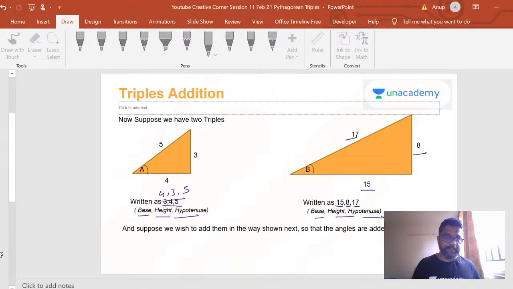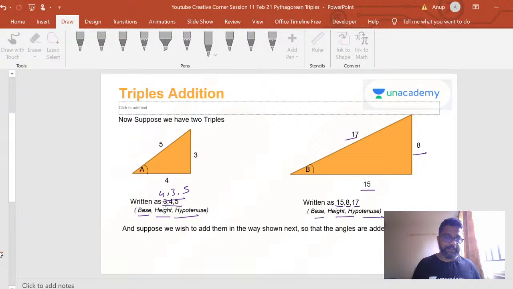I can easily find out the sides of these two triangles by simply adding up these two triples. Now, when I mean adding up these two triples, if you see a 4, 3, and 5, this is my first triple. And this is my second triple, 15, 8, and 17. See this triangle here, 15, 8, and 17. This is my second triangle. This is my first triangle.